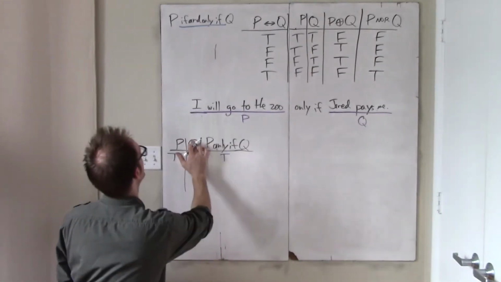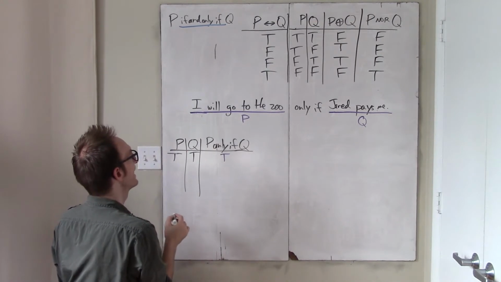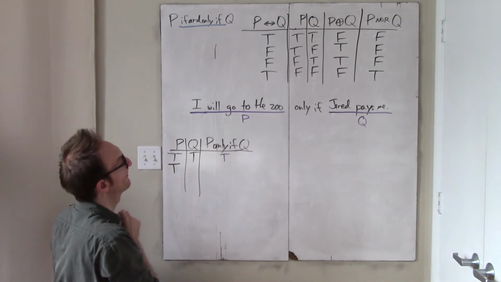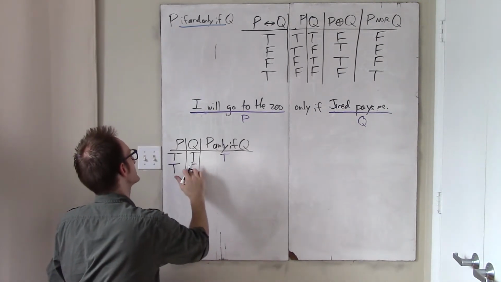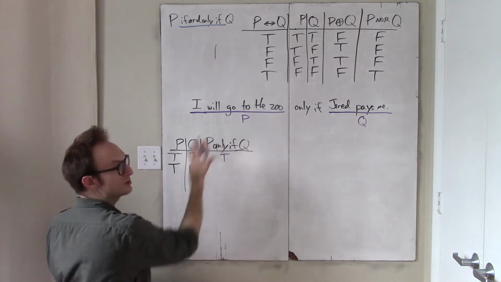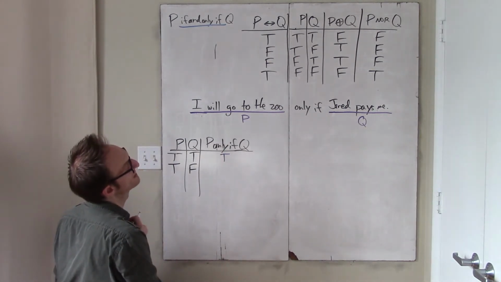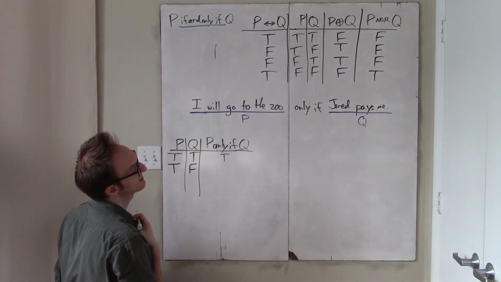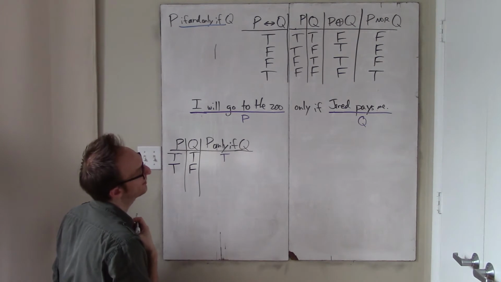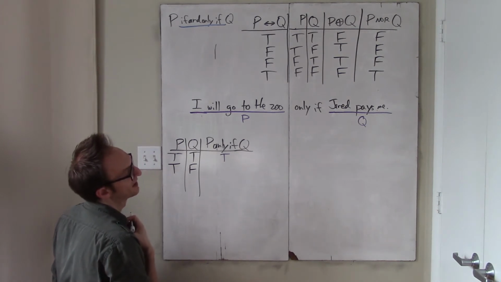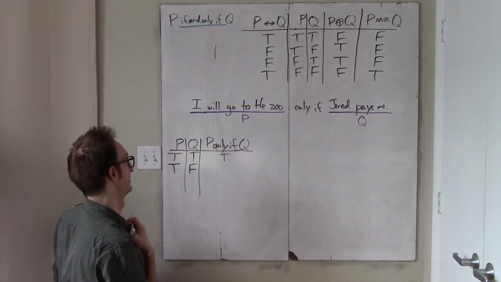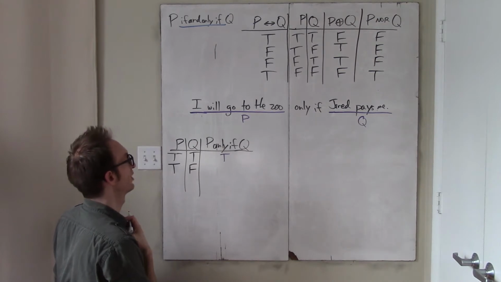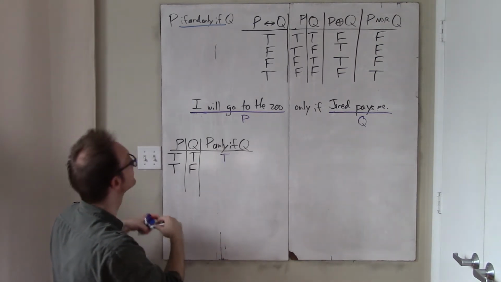Okay, what if you don't go to the zoo, but Jared does pay you? Well, that's a little bit disturbing. Jared pays you, and yet you don't go to the zoo. But you promised you would go to the zoo only if Jared pays me. This example is not really working for me so well. I'll go to the zoo only if Jared pays me. Okay, I think you have now broken your promise.